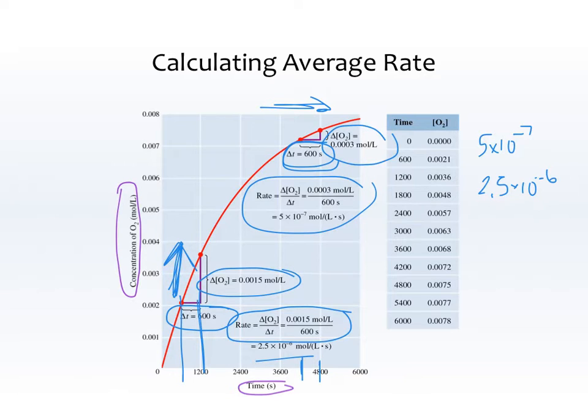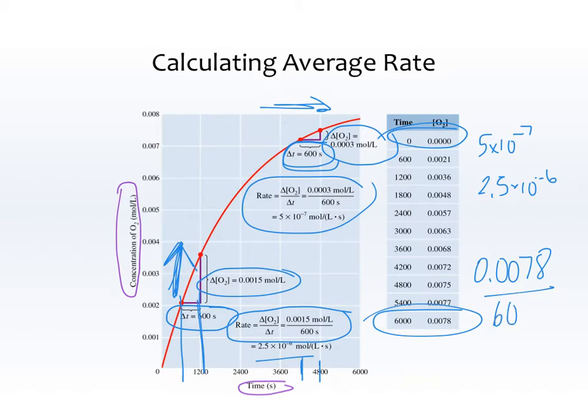I could find the average rate over the entire course of the reaction, starting at 0 and ending at 6,000 seconds, by saying it changed by 0.0078 moles per liter of oxygen over 6,000 seconds, and then I could determine that rate.